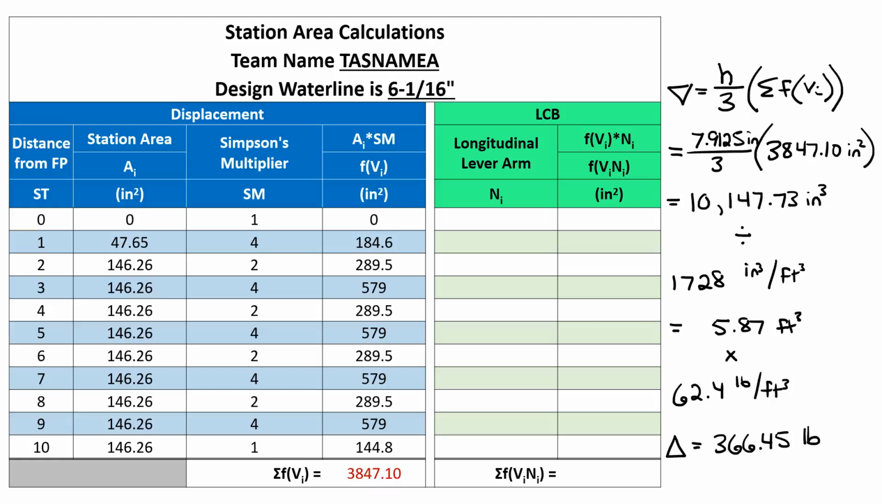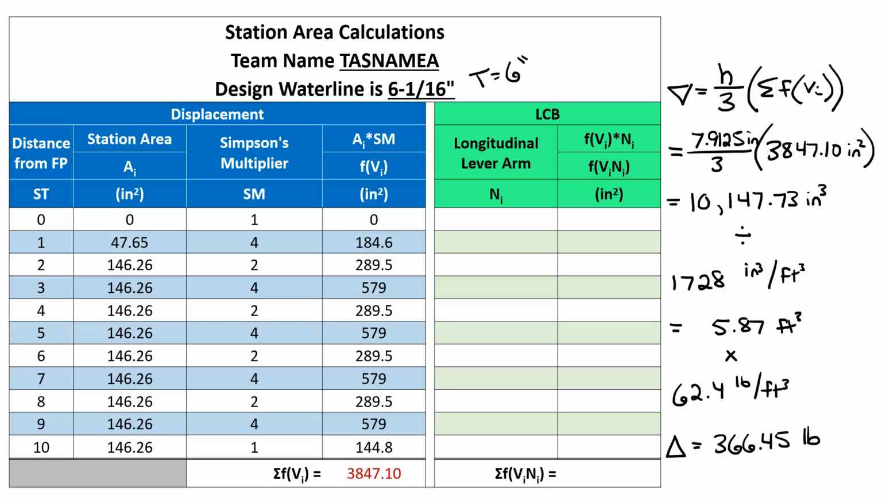To 366.45 pounds. The first time that I did this, I assumed that my draft was 6 inches. I was trying to be the same as the water plane areas, and I found that my displacement differed a little bit too much, and therefore I increased my draft 1/16 of an inch, and therefore my displacement came out to be very similar to the weight of my boat.